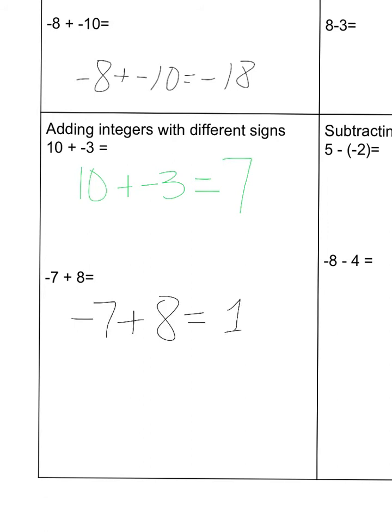Okay, the answer to this problem is 1. So they have different signs, so we have to subtract the absolute values. So we have 8 minus 7, which equals 1, and the answer remains positive because 8 has a larger absolute value than negative 7.